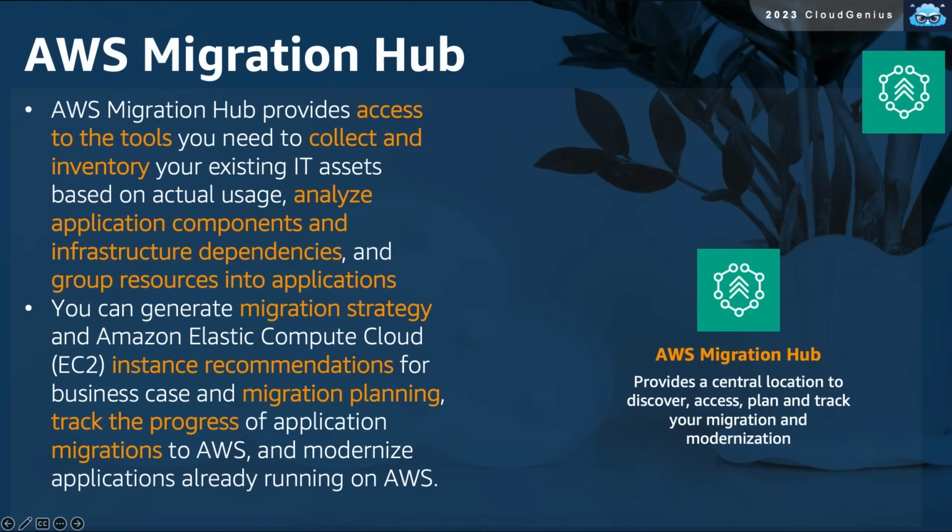AWS Migration Hub is a service provided by Amazon Web Services that offers a central location to plan, track, and manage the migration of applications and workloads to the AWS cloud. AWS Migration Hub allows you to gain a comprehensive view of your migration projects across multiple AWS services, making it easier to monitor progress, troubleshoot issues, and stay organized throughout the migration process.